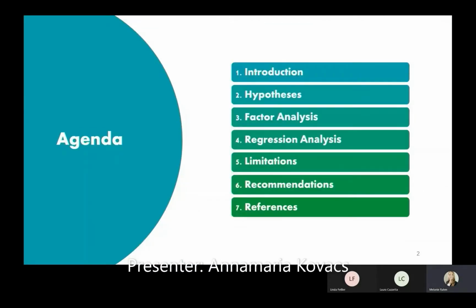First of all, we would like to introduce our topic and the sources we work with. After, we continue with the explanation of our derived hypotheses and move on to our research approach involving factor and regression analysis. Next, we are presenting the limitations we are confronted with, and last but not least, the recommendations we created based on our results.